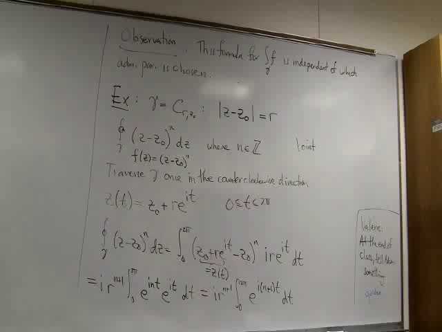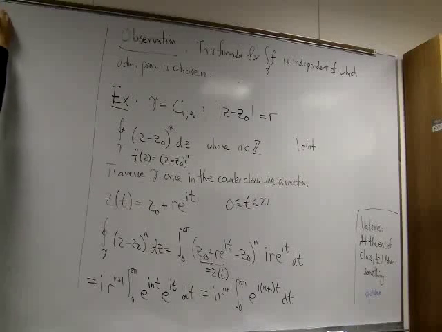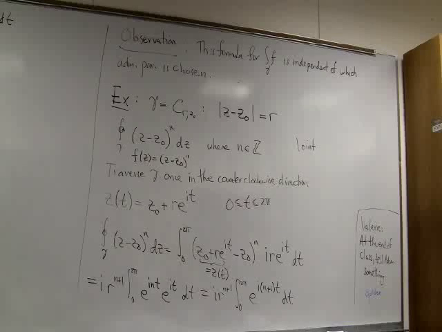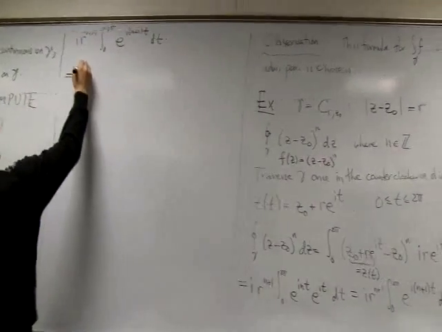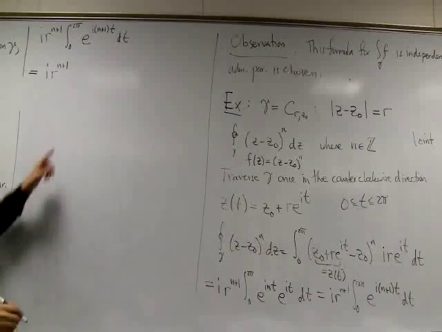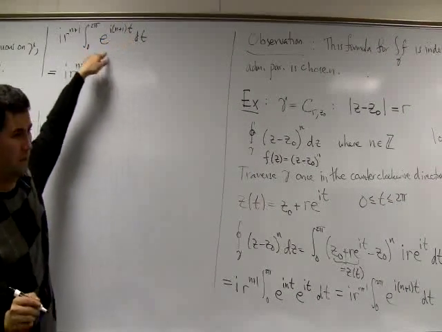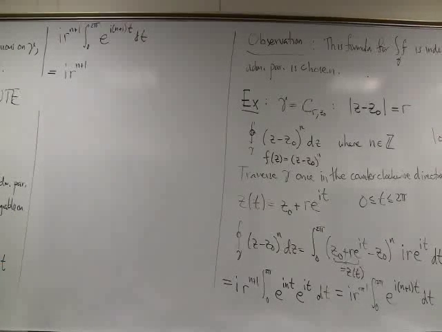So let's write this up here again. i r to the n plus 1 integral 0 to 2 pi e to the i(n+1)t dt equals, okay, what do we got? I can copy the constant. What's the integral of this thing? Can you just pull all that r out? Sure, it's a constant, right? It's a constant radius of the circle.